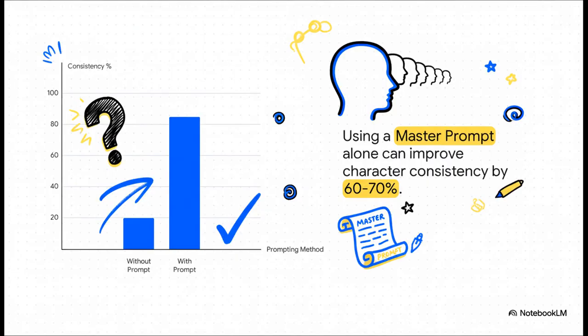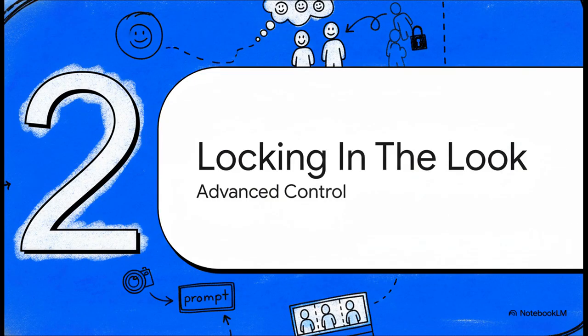And look at the impact this one thing has. We're talking a 60 to 70% jump in consistency just from using a good master prompt. It's not just a small tweak, that is a massive win. It's the difference between pulling your hair out and actually having a smooth, predictable workflow. It's a game changer.